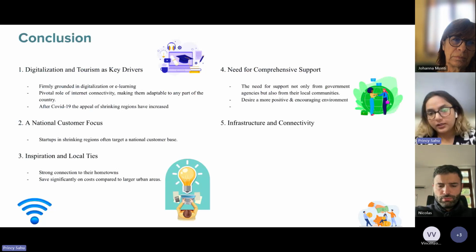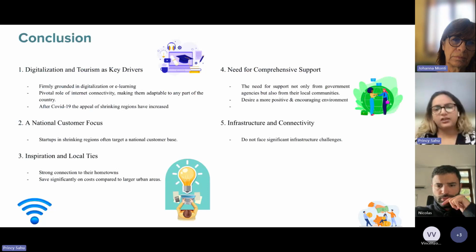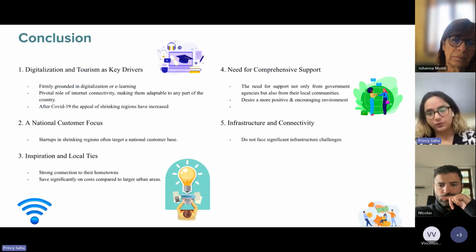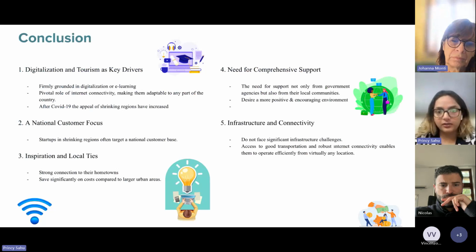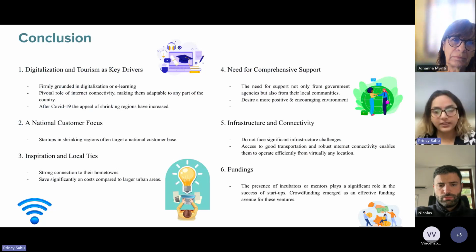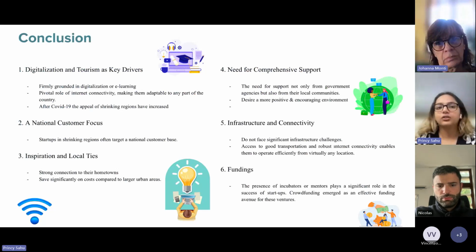Then we talk about infrastructure and connectivity, as most of you said that the infrastructure was quite good. We had good roads, we had good internet connectivity in all the parts of Irpinia, and that helped in the establishment of a lot of entrepreneurship.